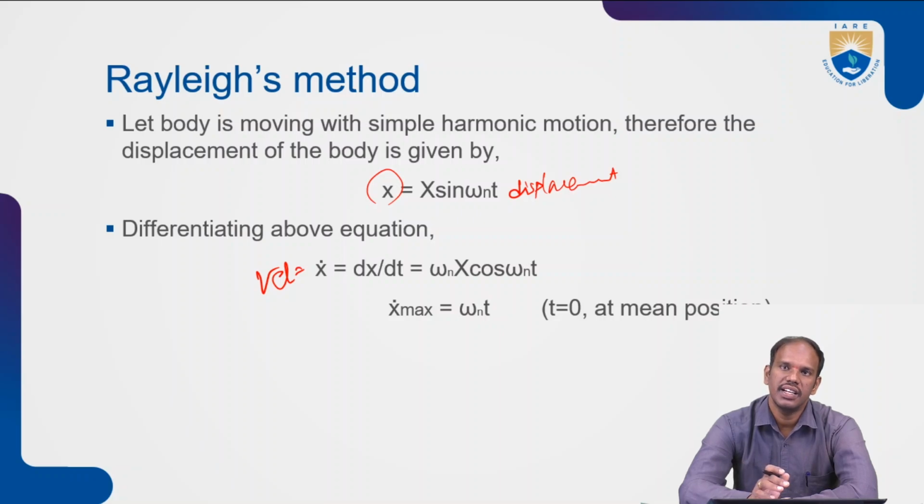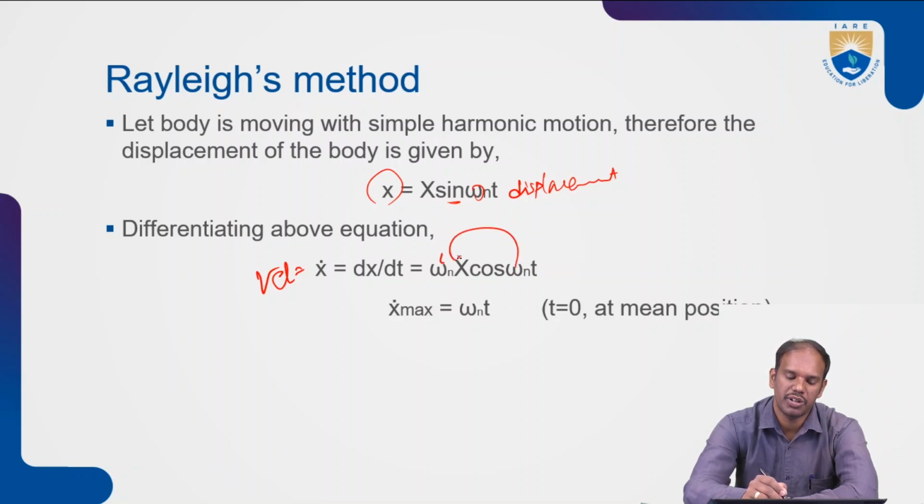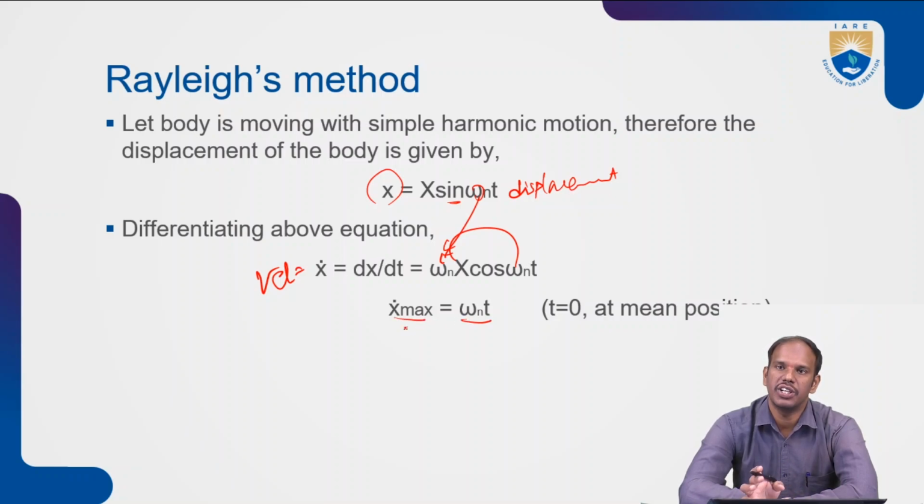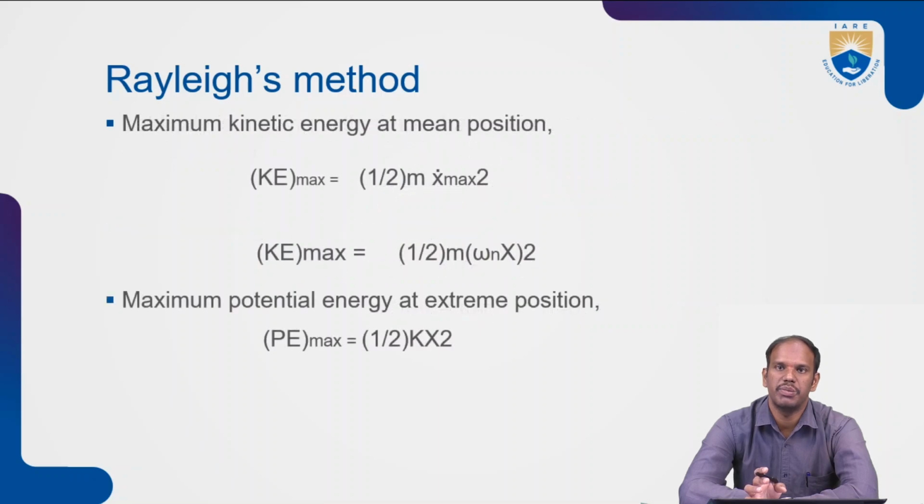Here only the sine has been differentiated, and omega n is a constant, so it comes out in front, and sine is converted into cos. So what is the velocity maximum? It is omega n X, which occurs at time 0, at the mean position.